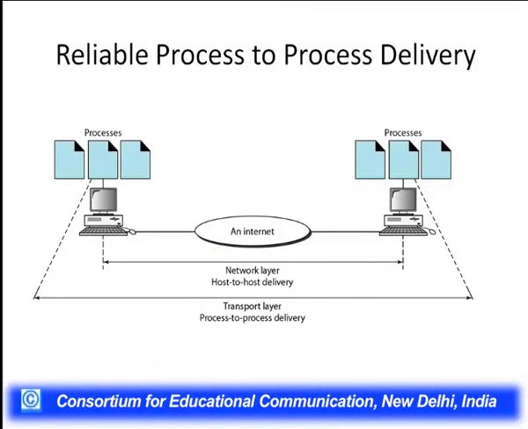Therefore, we say that the transport layer allows a very reliable point to point or process to process delivery on the computer network. This diagram here shows that the sender computer has several processes running. The two computers are connected through the internet. At the network layer, host to host delivery takes place, but the transport layer delivers at the process level. So, it is a process to process delivery which the transport layer is taking care of.